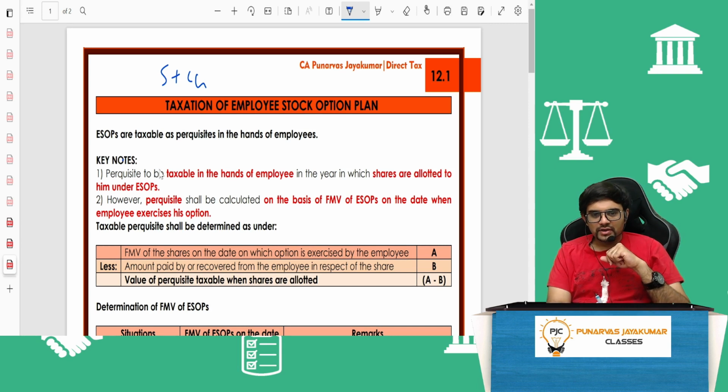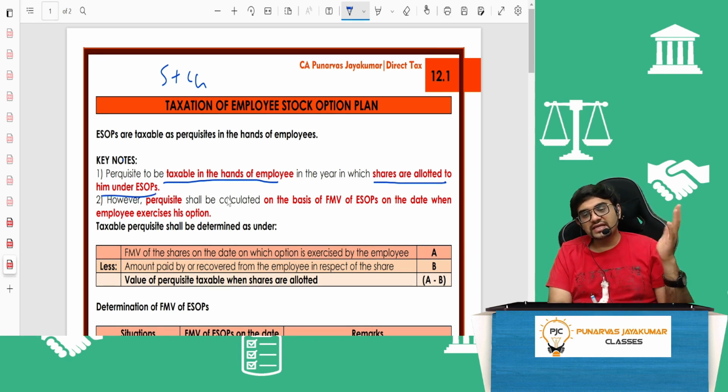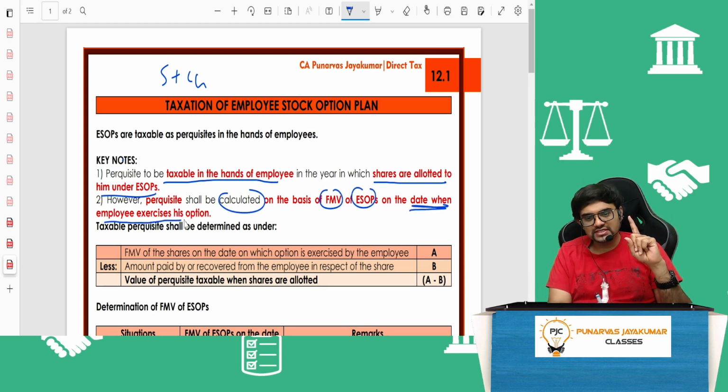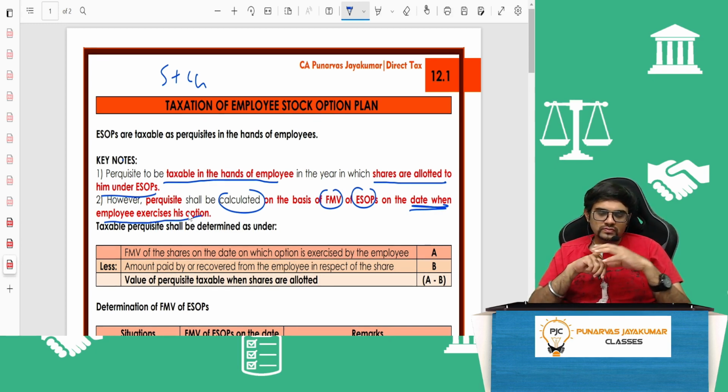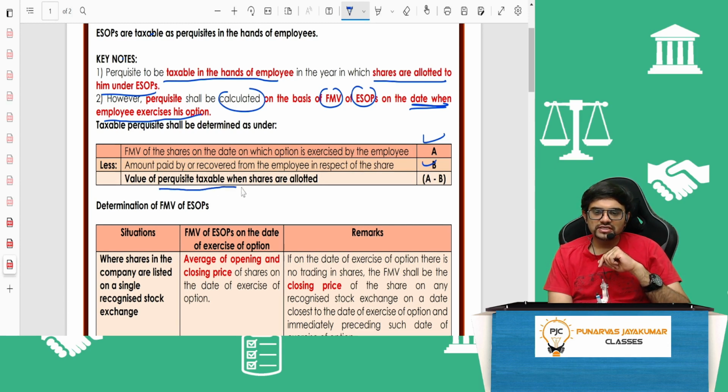So you see, perquisites are taxable in the hands of the employee in the year in which shares are allotted to him under ESOP. I told you, the allotment year. But the perquisite shall be calculated on the basis of FMV of the ESOP on the date when the employee exercises his option. Taxable perquisite is determined as: FMV of the shares on the date on which the option is exercised is A, amount paid or recovered from the employee in respect of the share is B, and the value of the perquisite taxable when shares are allotted is A minus B. Very, very simple.